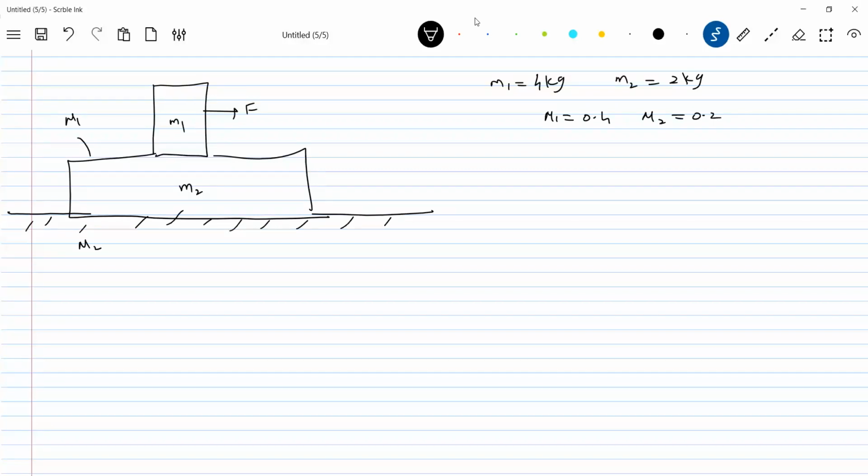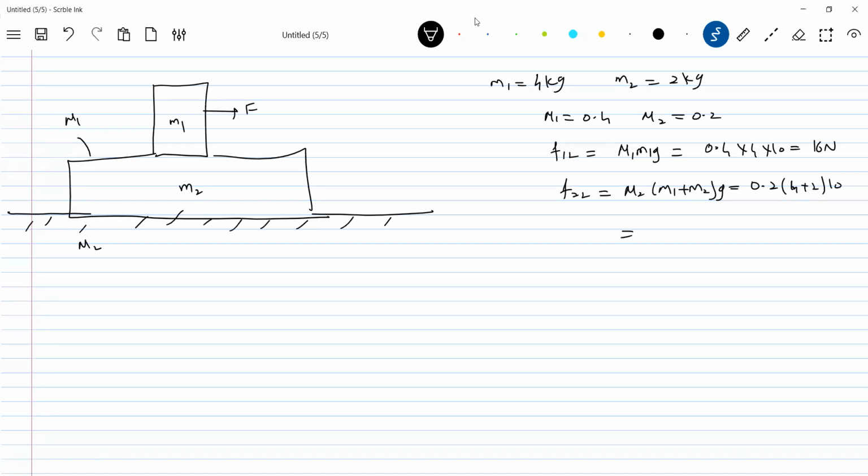Okay, first case, let F equal 8 Newton. You have to calculate again the static friction, all things. So first we'll calculate the limiting frictions at all places. What is F1L? F1L is equal to mu1 m1g. Mu1 0.4 into 4 into 10, 16 Newton. F2L is mu2 into (m1 plus m2) g. So 0.2 into (4 plus 2) into 10. 4 plus 2 is 6, so this will be 12 Newton.